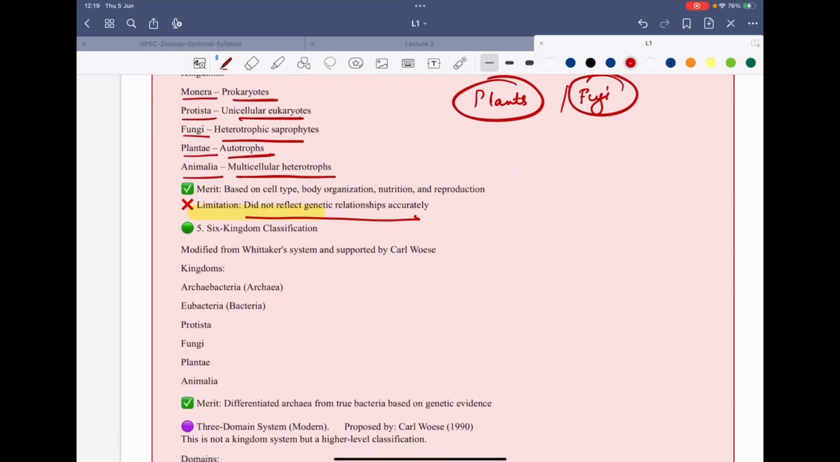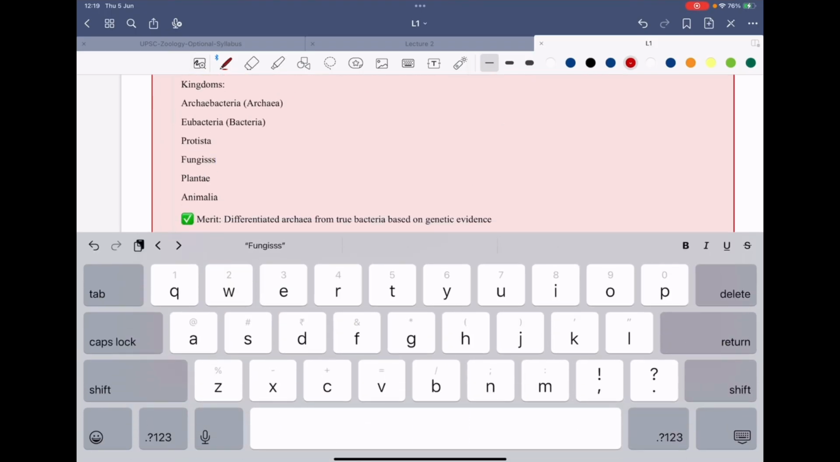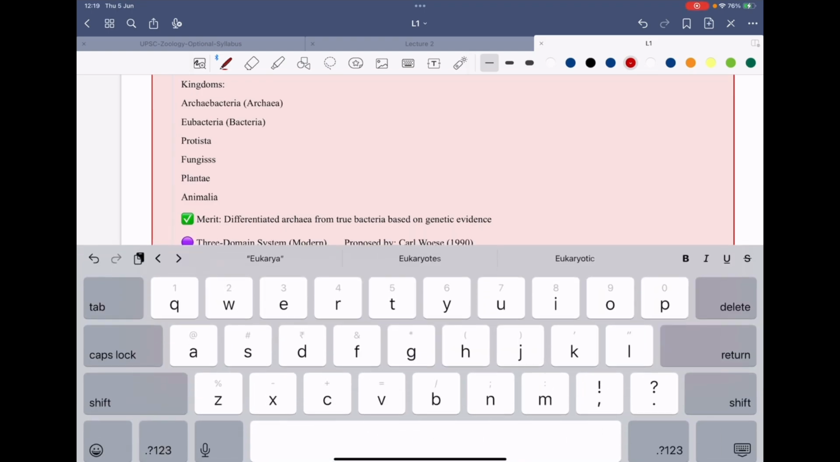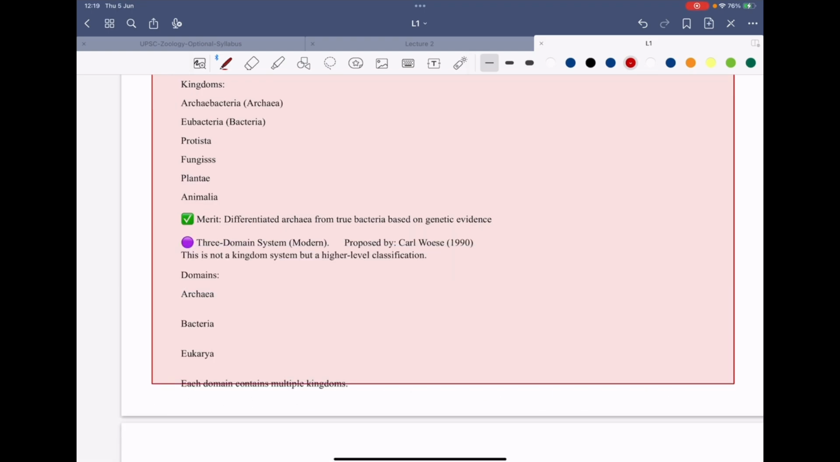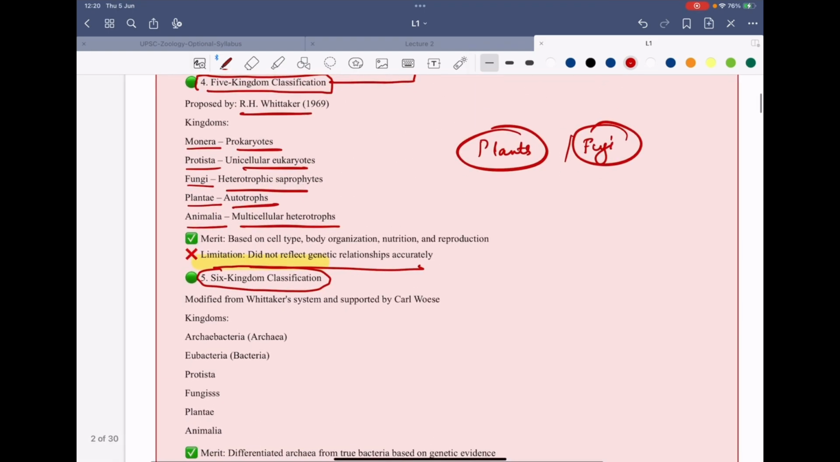That is why in 1990, a new kingdom classification came, that was the six kingdom classification. It was somehow one of the modified versions given by Whittaker. Whittaker gave the five kingdom classification, and it was then modified, and it was also supported by Carl Woese.